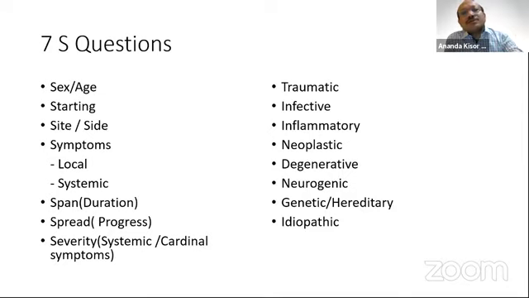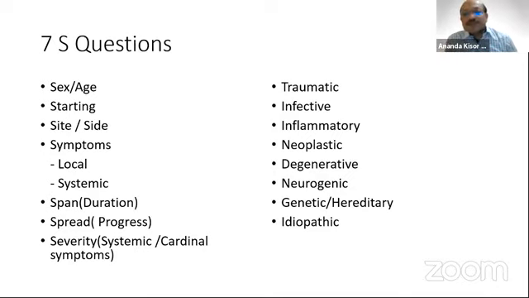The basic body of the history of present illness has three components. The first component is the elaboration of the chief complaints. Next is the important positive history in favor of your diagnosis, and the important negative history to rule out the other diagnosis. In that case, these 7S questions will help you to categorize. And lastly, the cardinal symptoms.